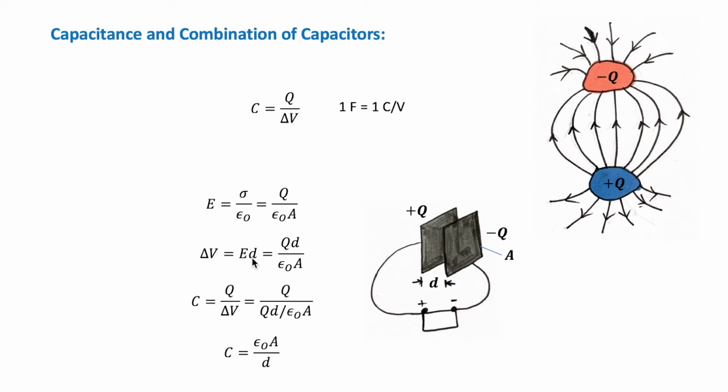And so delta V is equal to QD over epsilon naught A. And so the capacitance, which is Q over delta V, is given by this expression, which is epsilon naught A over D. And this shows that for a parallel plate capacitor, the capacitance is proportional to the area A of the plates and is inversely proportional to the distance between them, d, okay?